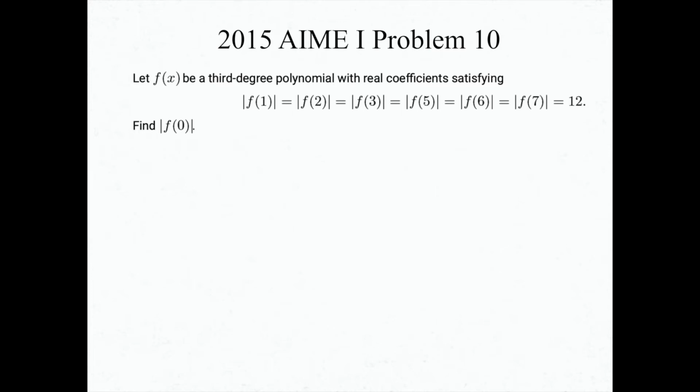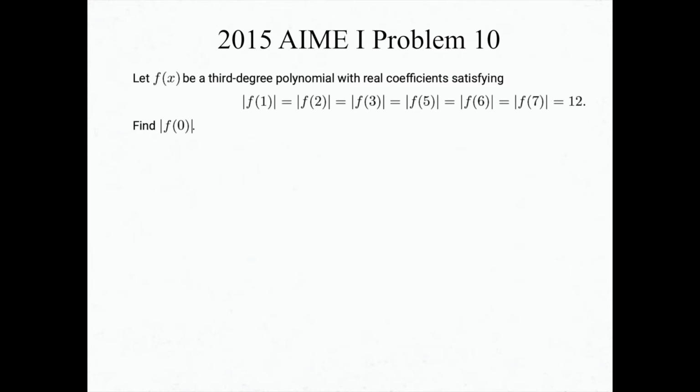Today we're going to be doing the 2015 AIME 1 problem number 10. And this problem reads, let f(x) be a third-degree polynomial with real coefficients satisfying this equation: the absolute value of f(1), f(2), f(3), f(5), f(6), and f(7) equals 12. Find the absolute value of f(0).